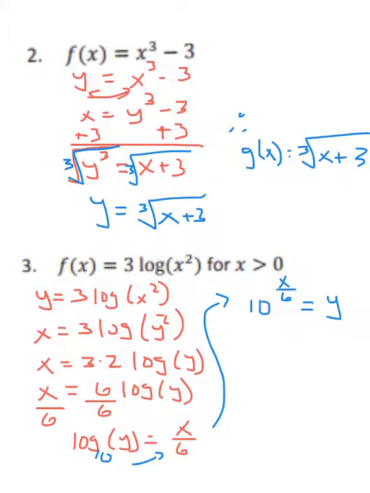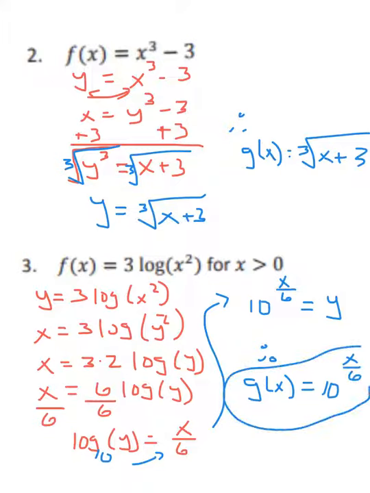So all I have to do is change this. I'm going to put thus. Therefore, g of x, instead of the y, we'll plug that in, is equal to 10 raised to the x divided by 6. And even though it's funky looking, that is our answer. That is the inverse of 3 log of x squared. Not something I don't think you would have guessed to start with.